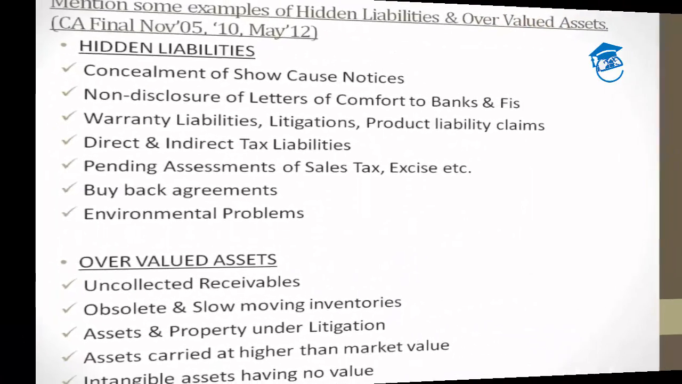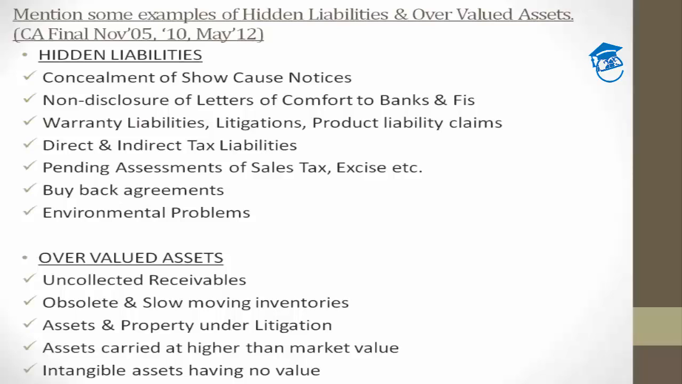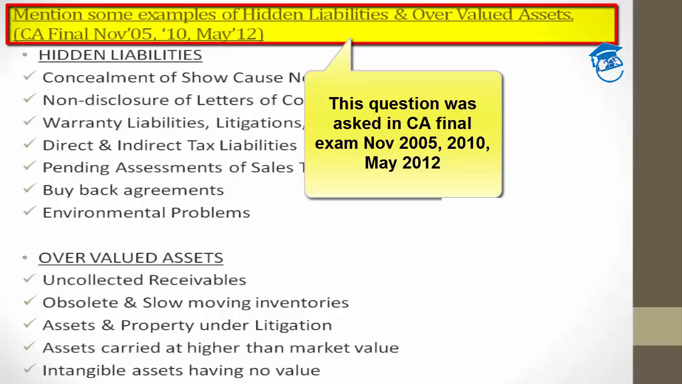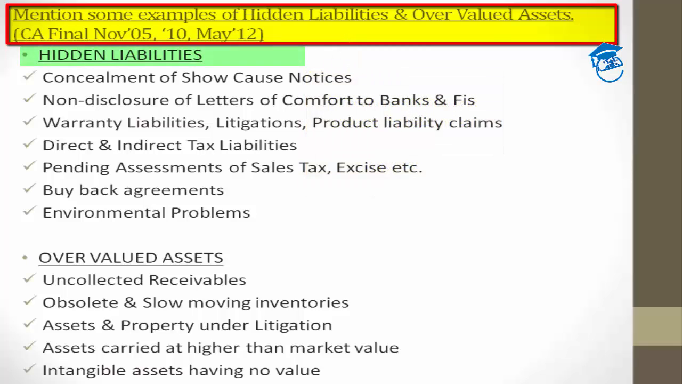Let's go. Perfect. So the next question is: mention some examples of hidden liabilities and overvalued assets. This question has been asked multiple times in the CA Final examination, be it November 2005, November 2010, or May 2012. Let's understand with some examples, beginning with hidden liabilities.